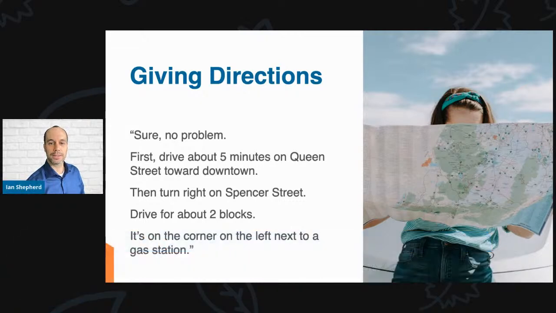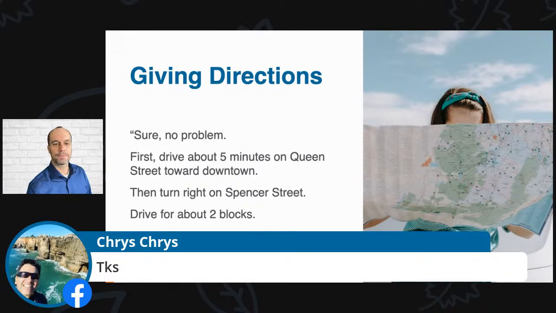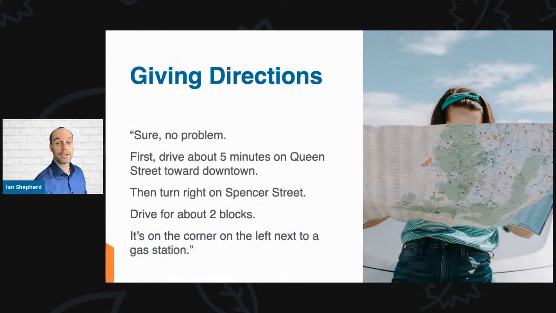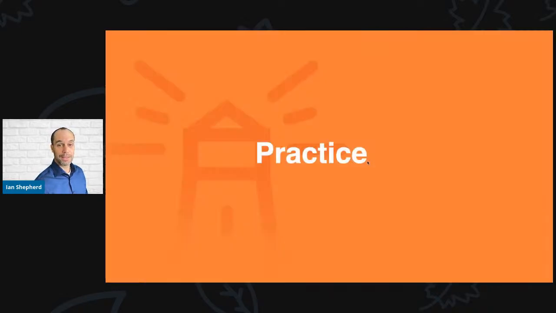Okay, great. So here's a model answer when you're giving directions. You can practice this, right? So change the places, change the streets, change the distance, and then you can practice giving directions to somebody. You can look at a map, you can look at Google Maps, and just practice giving somebody directions to a place. And we'll get a little practice in a little bit. Chris says, thanks. No problem, Chris. It's my pleasure. So that's a sample.